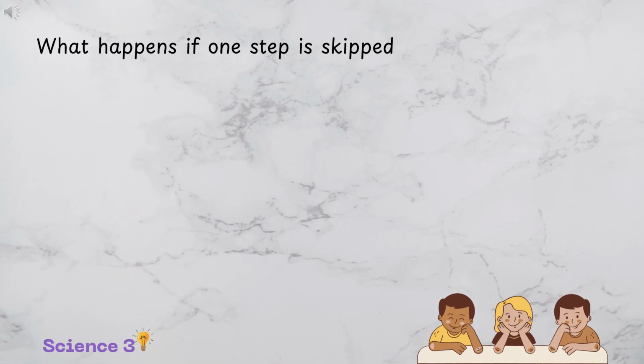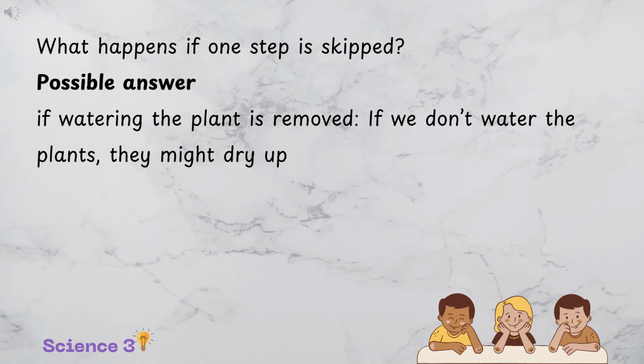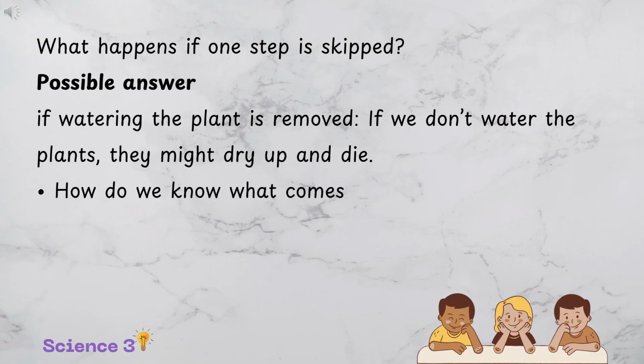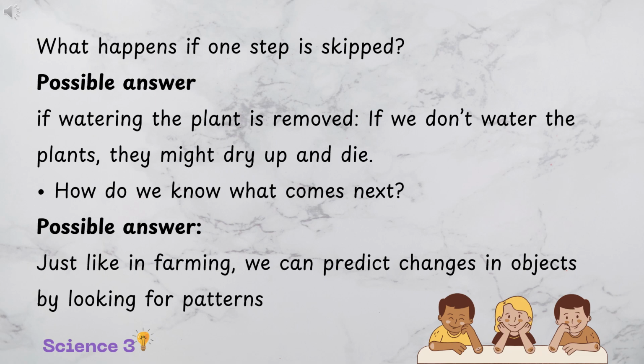What happens if one step is skipped? If watering the plant is removed, if we don't water the plants, they might dry up and die. How do we know what comes next? Just like in farming, we can predict changes in objects by looking for patterns. Very good, kids!